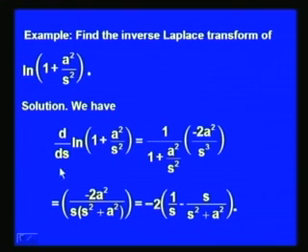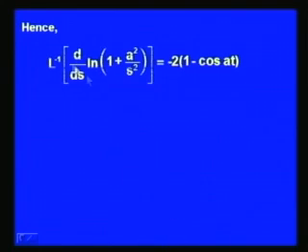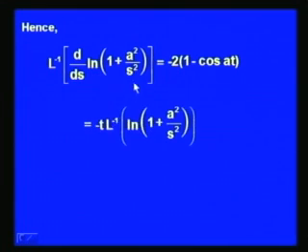So, if we now take the inverse Laplace transform on both sides of this equation, we will get L inverse of d over ds of ln(1 + a²/s²) equal to minus 2 times [L inverse of 1/s is 1, minus L inverse of s/(s² + a²), which is cos at]. So, we get L inverse of d over ds of ln(1 + a²/s²) as minus 2 times (1 minus cos at), and L inverse of d over ds of F(s), we know, is minus t times f(t).